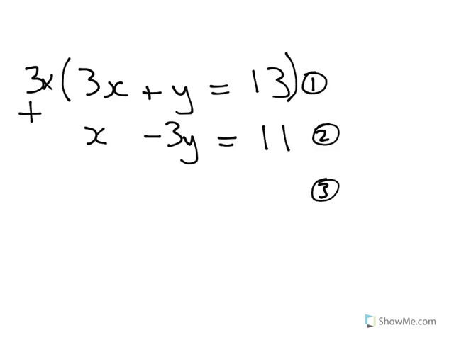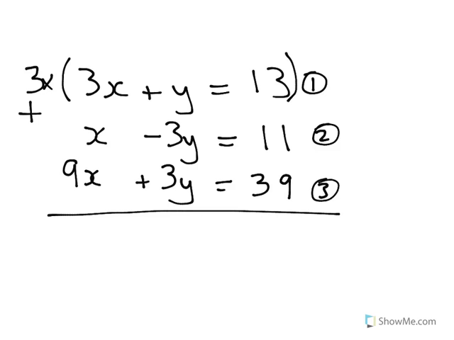So we will get 3 times 3x will give us 9x. 3 times plus y will give us plus 3y. And 3 times 13 will give us 39. Now I can add these equations. I can add equation 2 and equation 3, and I will finally get rid of y, which is what I want to do. Keep everything separate again.